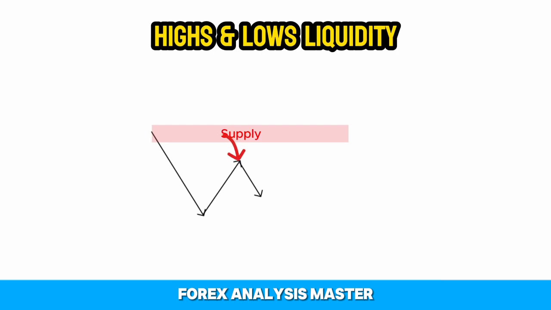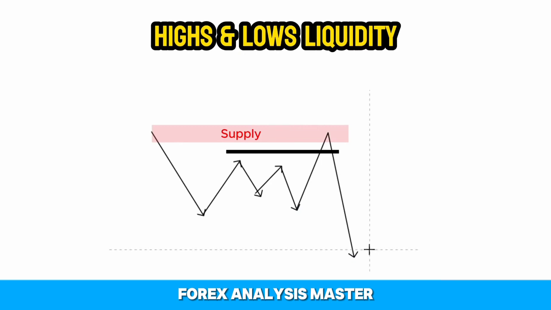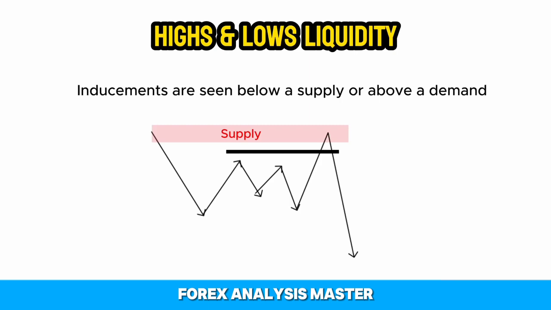Where would traders place their stop loss? Usually right above. And what we also have is a descending trend line on the lower time frame, and then the market does the manipulation move, going into the supply area and selling off, leaving those traders that shorted at the weak high and the lower time frame descending trend line getting stopped out. These inducements are usually seen below a supply zone and above a demand zone.